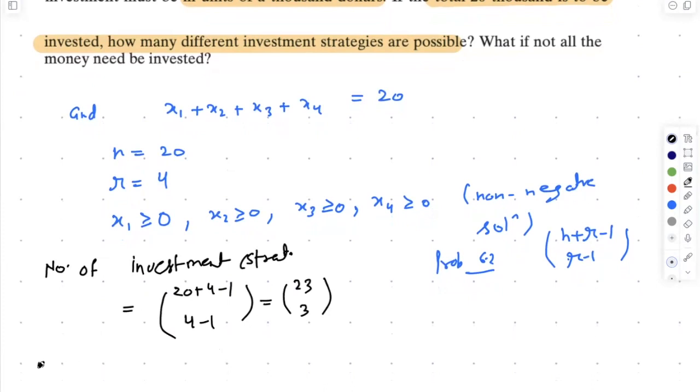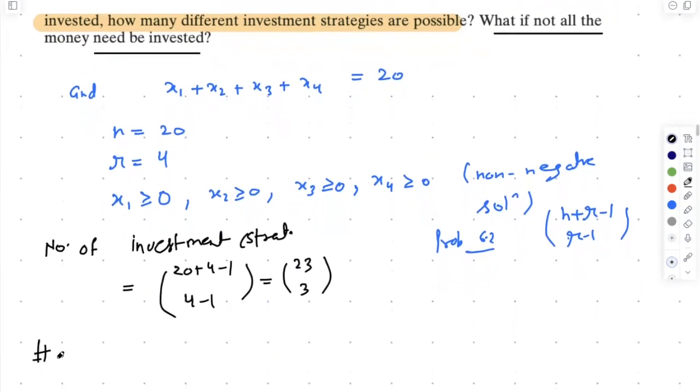Now, there is a B part of the question. B part says, what if not all the money is invested? If all the money is not invested, then what may be the possibility? So there are four investments like before: x1, x2, x3, x4, and there may be a possibility that some amount may be unused.